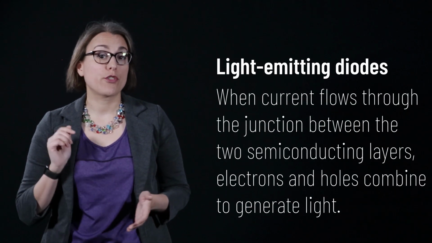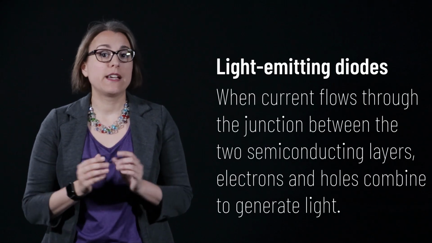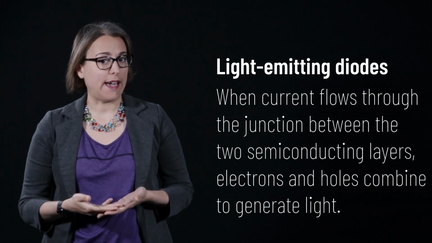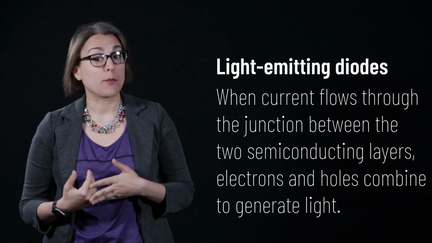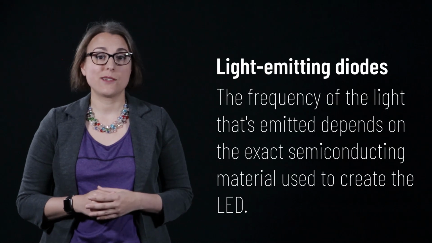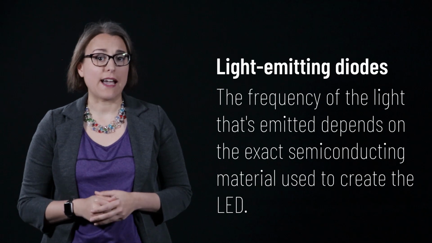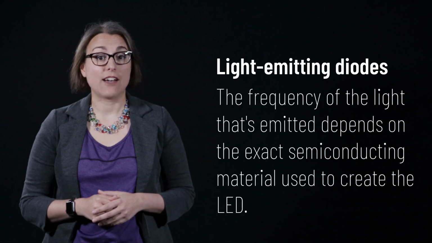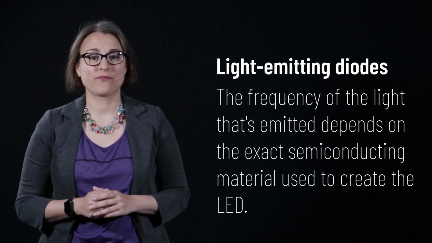When current flows through the two layers of semiconductor, at the junction between the two layers, electrons flowing from low to high voltage and holes, the absence of electrons, which are a feature of certain types of semiconductors, flowing from high to low voltage, will combine and create light. Every light-emitting diode will generate light at a particular frequency given by the exact semiconductor that's used to create it. Engineers and scientists have created LEDs that can generate frequencies from UV to infrared.